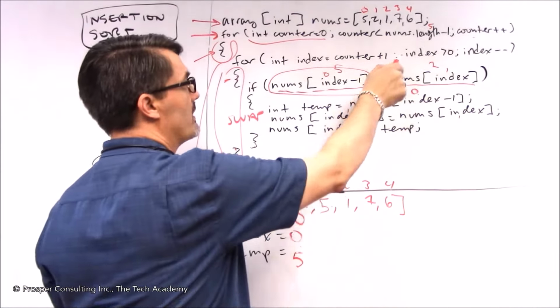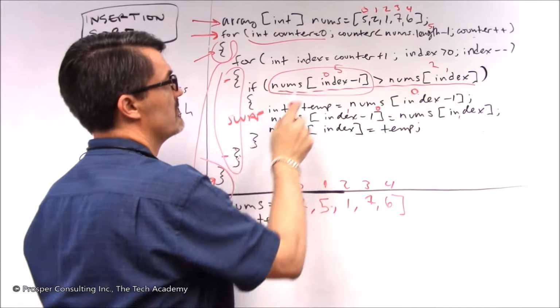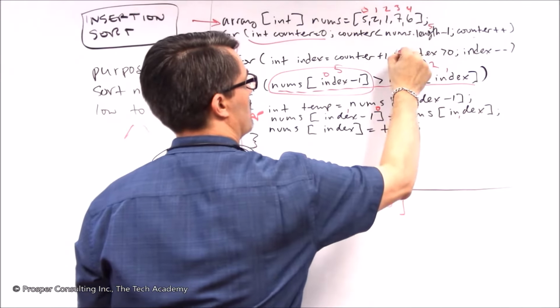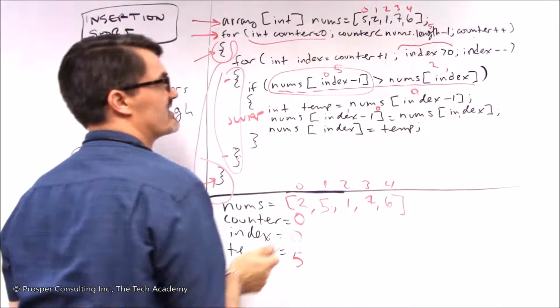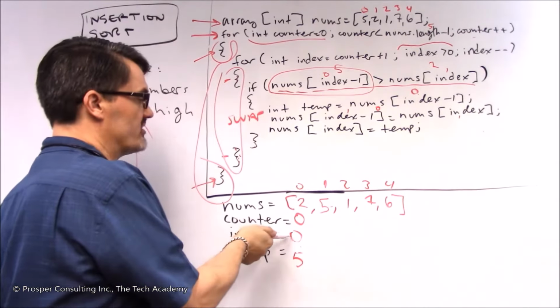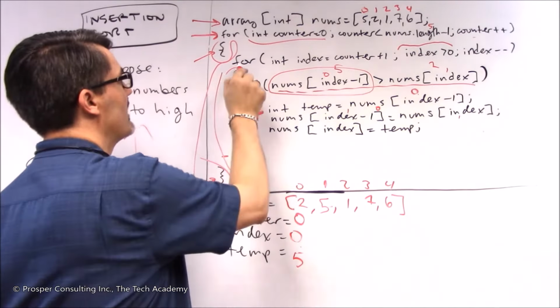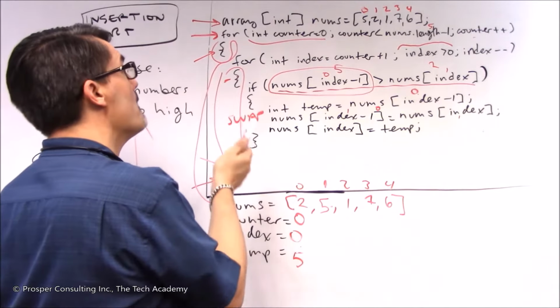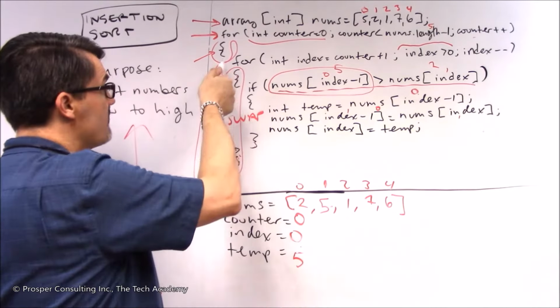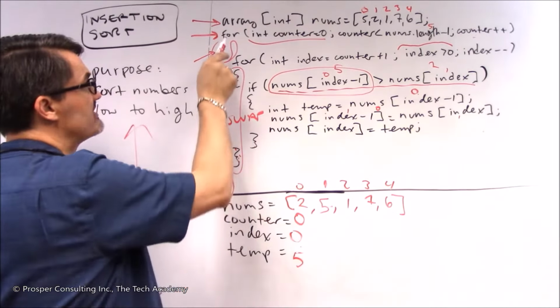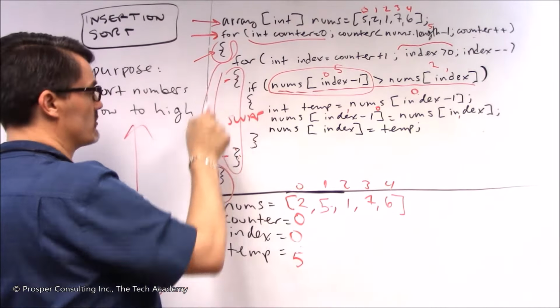Now we need to check, are we going to even execute this for loop? And that's the conditional statement right here. Is index greater than 0? No, it's not. So we're done executing this for loop. But we have now fully executed everything inside this outer loop. There's nothing left, there's no more instructions.